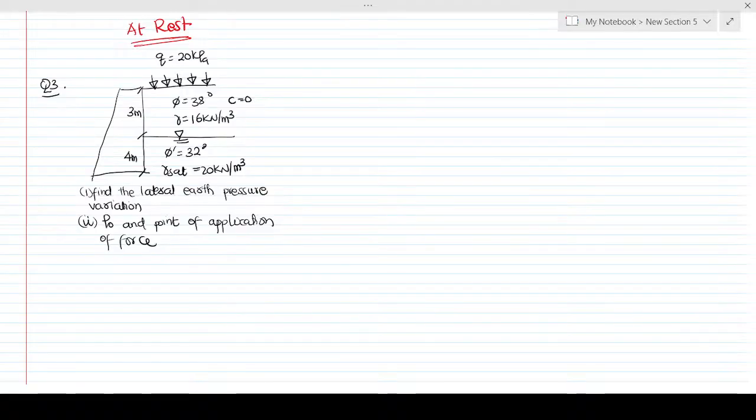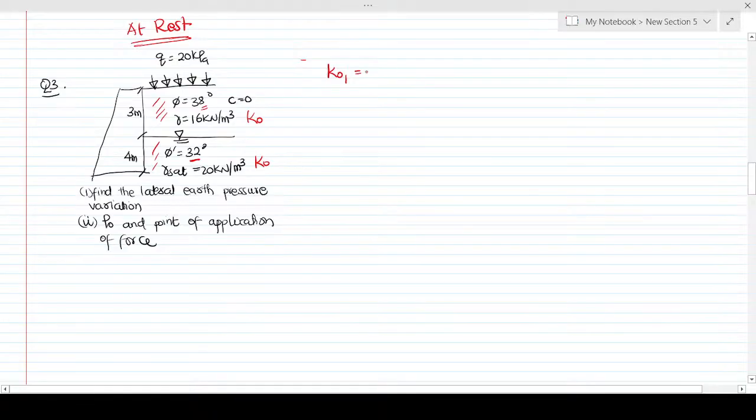So first of all, we need our keynote, which will also be given by now. Here, look at the situation. The soil here is different from the soil here because of their angle of friction. So there are two different soils, right? The K that you use for this layer will be different from the K that you use for this one. So first of all, let's find all the K naught.